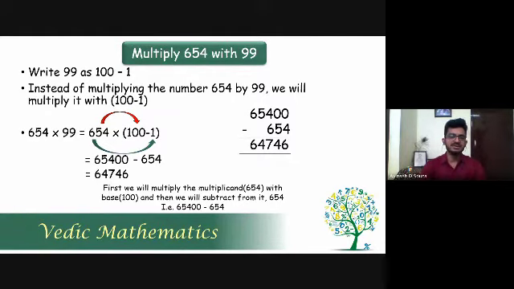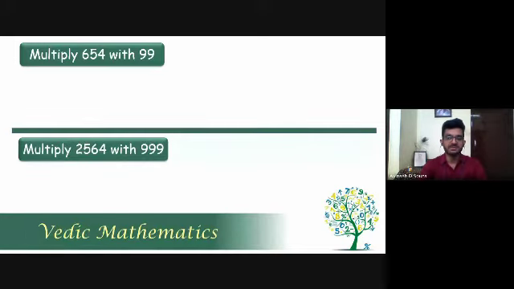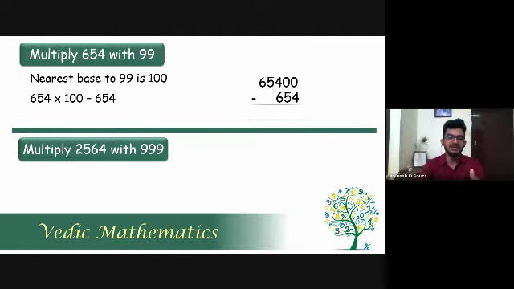We will go with the same question using the shortcut. If you have to multiply 654 with 99, just think: what is the base for 99? It is 100. So you multiply the given number by 100: 654 into 100 gives you 65400. And then you just do minus 654. Subtraction you all know, you can do it. Once you subtract, you will get the answer as 64746.